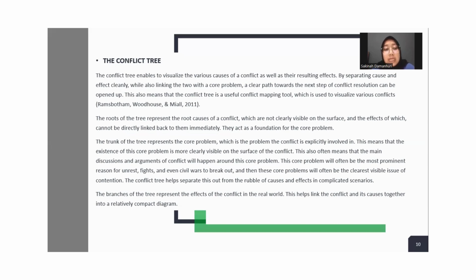This also often means that the main discussion and argument of conflict will happen around this core problem. So this core problem will often be the most prominent reason for unrest, fight, and even civil wars to break out. And then this core problem will often be the clearest visible issue of attention. The conflict tree helps to separate this out from the rubble of causes and effects in complicated scenarios. And the last part is that the branches of the tree represent the effect of the conflict in the real world. This helps link the conflict and its causes together into a relatively compact diagram.